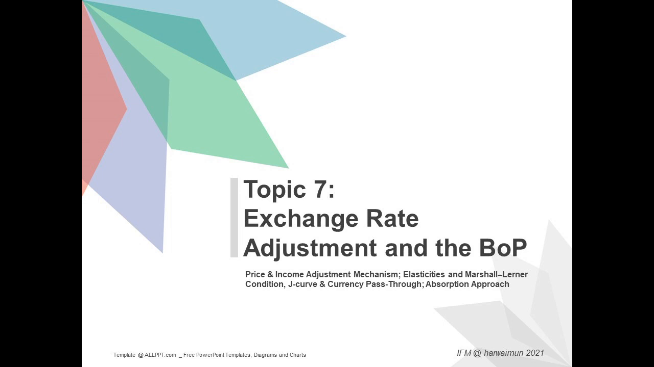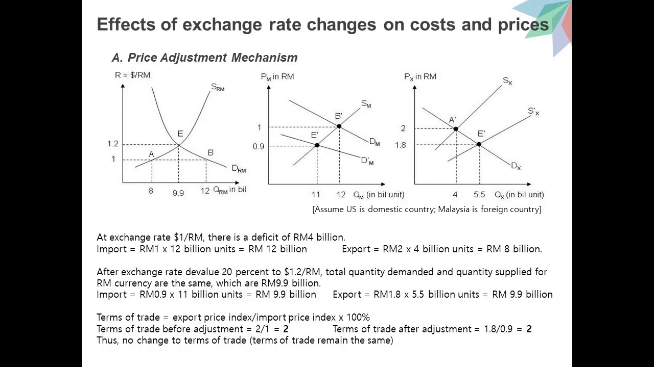Topic 7. Exchange rate adjustment and the balance of payment. Effects of exchange rate changes on costs and prices. Refer to the diagram. A price adjustment mechanism. At exchange rate $1 per RM, there is a deficit of RM 4 billion.